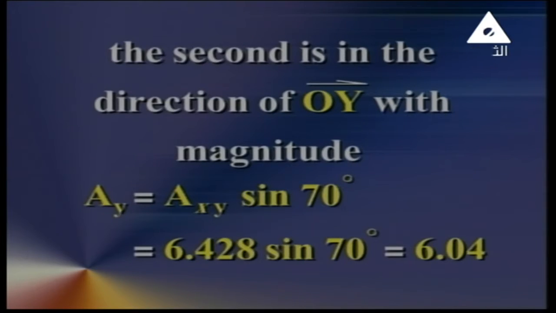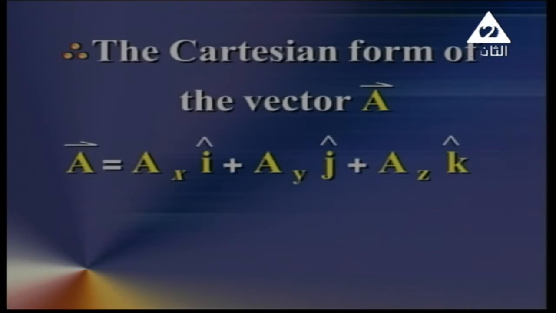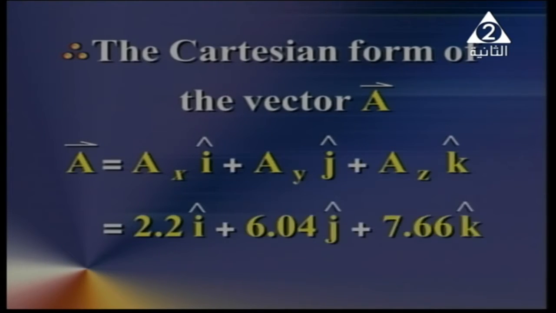Then after that we find the AX, AY, AZ components of the vector A. The Cartesian form of the vector A becomes AX in direction I, AY in direction J, AZ in direction K. By substitution, AX is 2.2, AY is 6.04, AZ is 7.66 in direction K. The vector in Cartesian form becomes 2.2I plus 6.04J plus 7.66K.